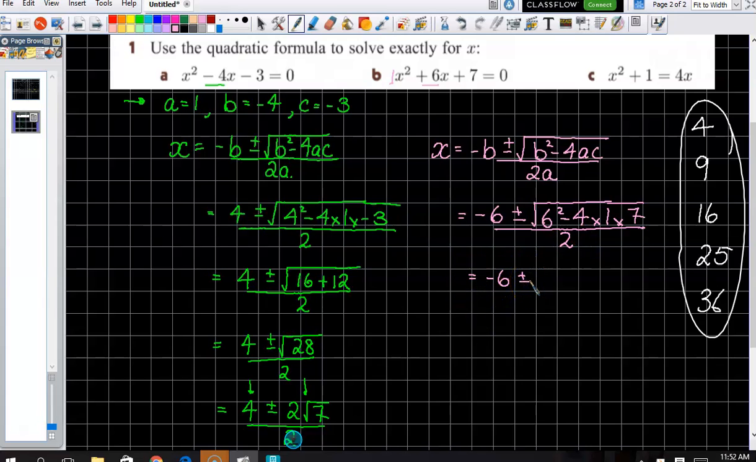We're remembering that we're practicing this, trying to do it without a calculator because that could be part of your test. 6 squared is 36. Positive times a negative is a minus, so take 28 all over 2. What's 36 take 28? I reckon it's 8.